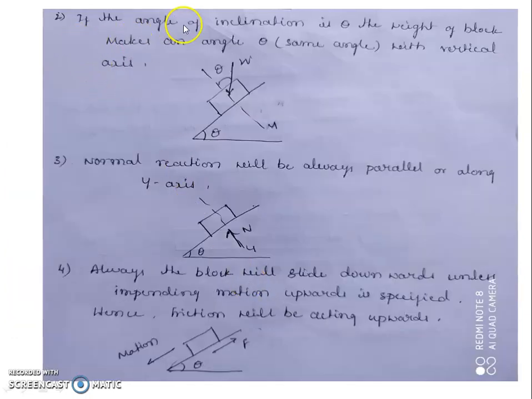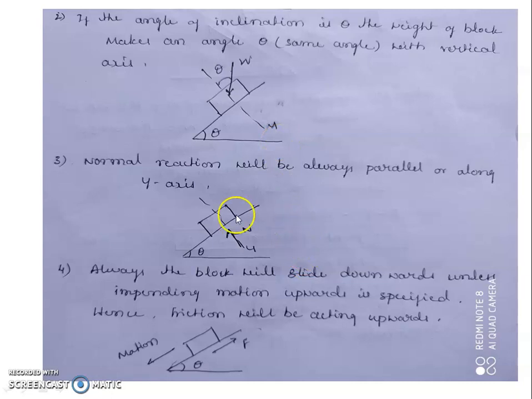Next, if the angle of inclination is theta, the weight of the block makes the same angle theta with the vertical axis. If the plane makes an angle theta with the horizontal, then my weight component of the block makes the same theta with the vertical axis, or y axis. You can see from this figure. Here this is the theta the inclined plane makes with the horizontal plane. My weight W of the block makes the same theta with the y axis.